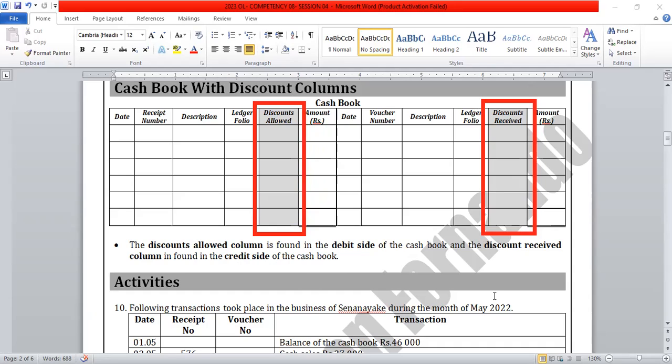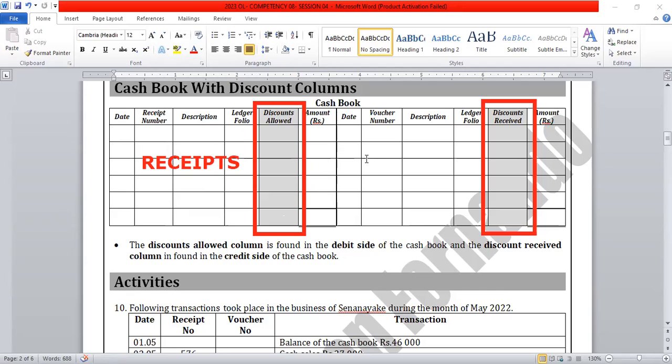In the debit side of the cash book, we record the receipts. Therefore, the collections from debtors are also recorded in the debit side. That is why I have to maintain the discounts allowed in the debit side of the cash book. Again, why? Because the discounts are allowed to the debtors. Understood?